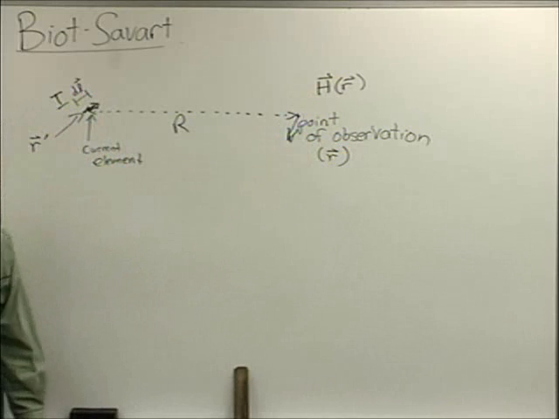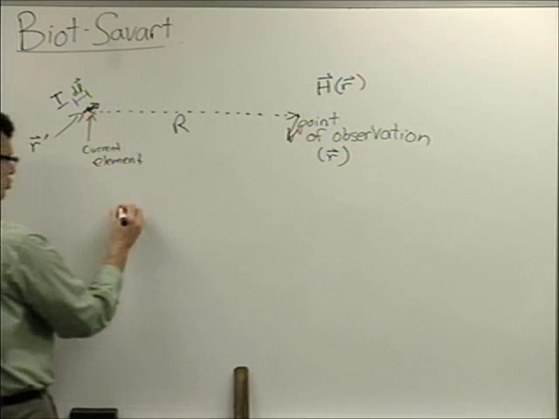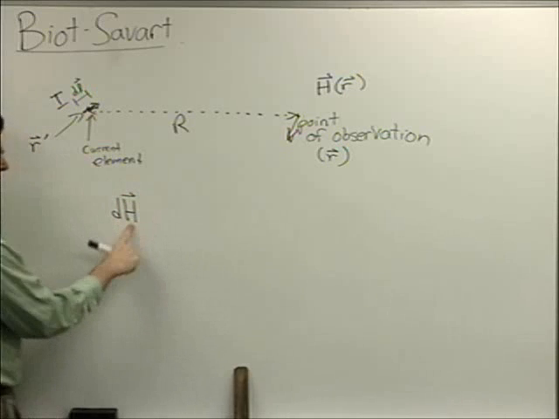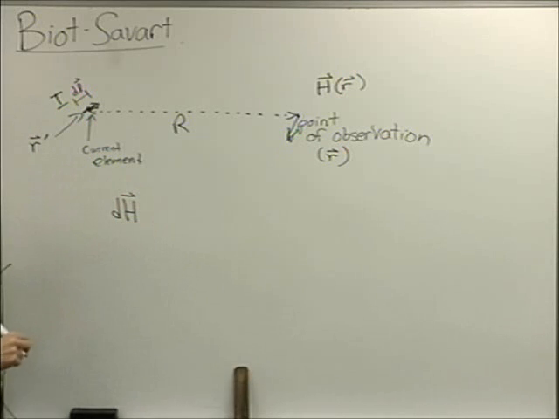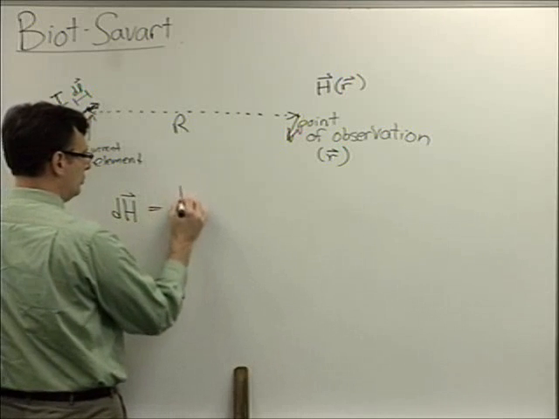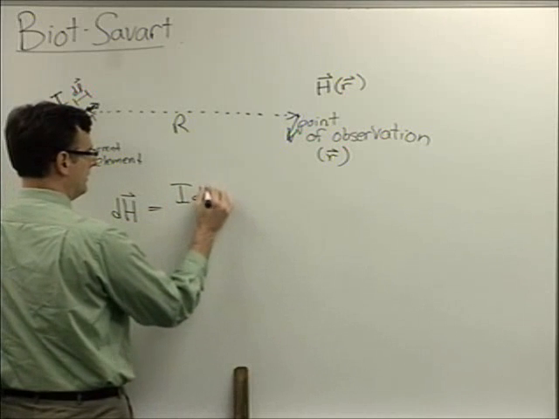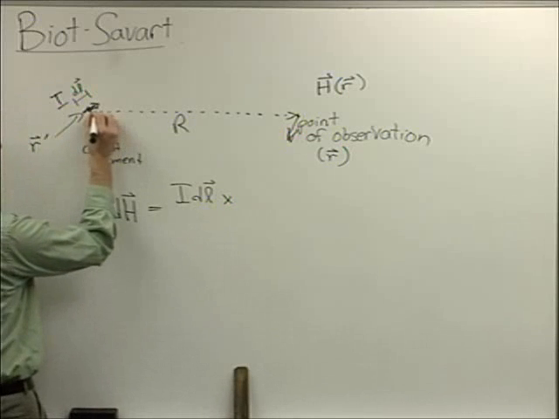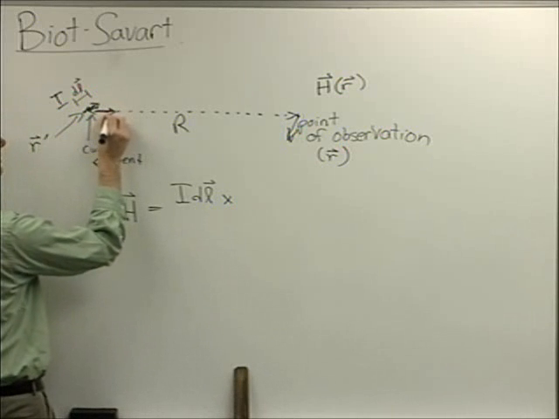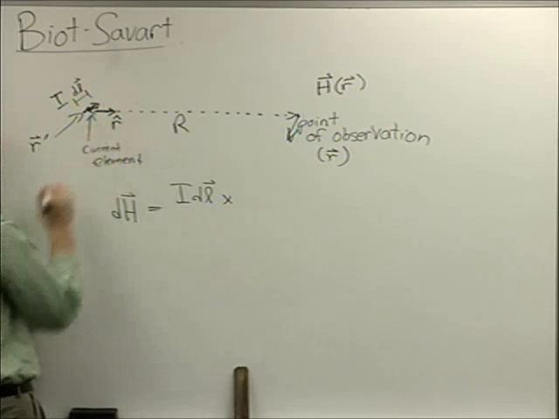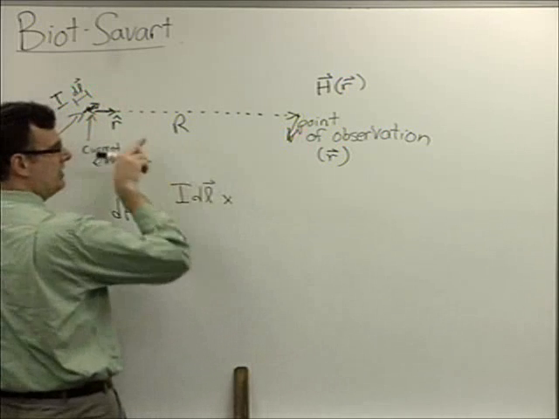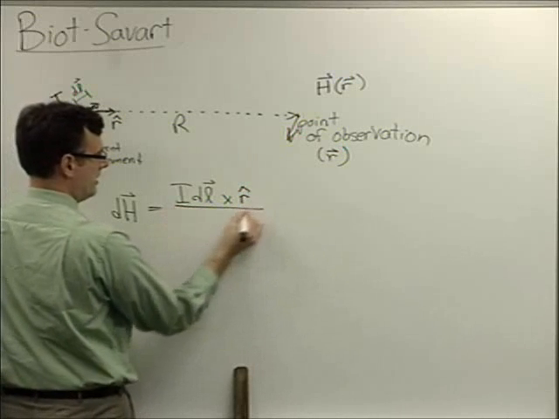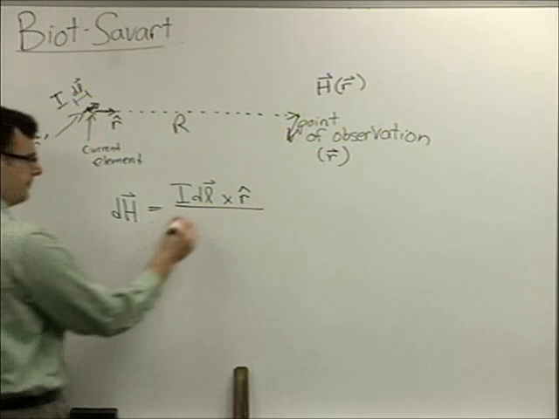In fact, the actual mathematical relationship that we would write here is dH, the incremental change in the magnetic field, is equal to I dl crossed into a unit vector, call it r hat, that points in the direction of the point of observation. Then we divide by 4 pi r squared.